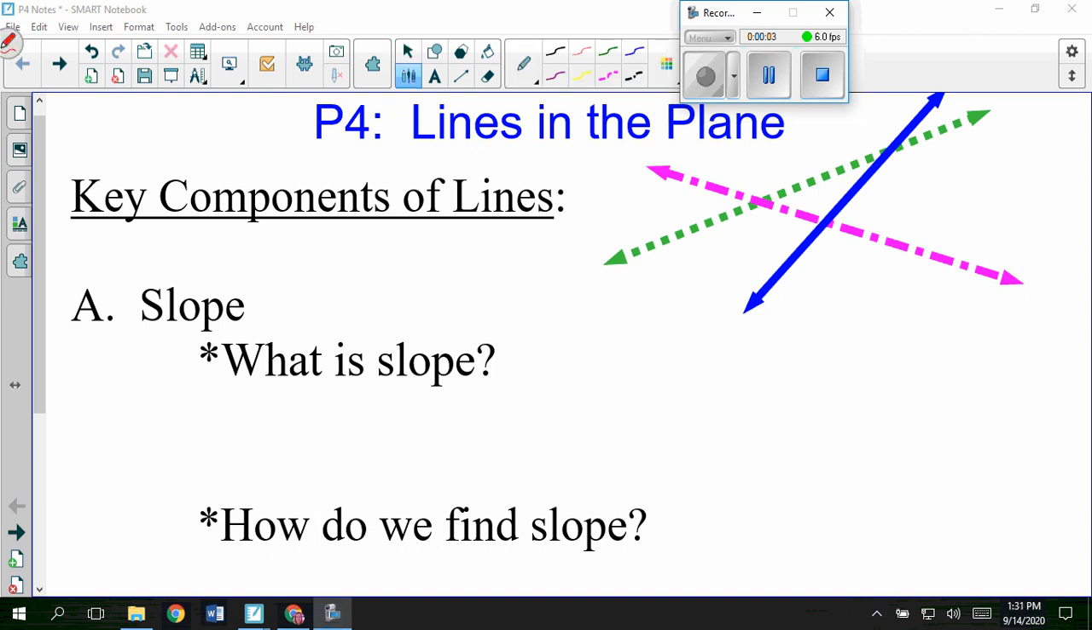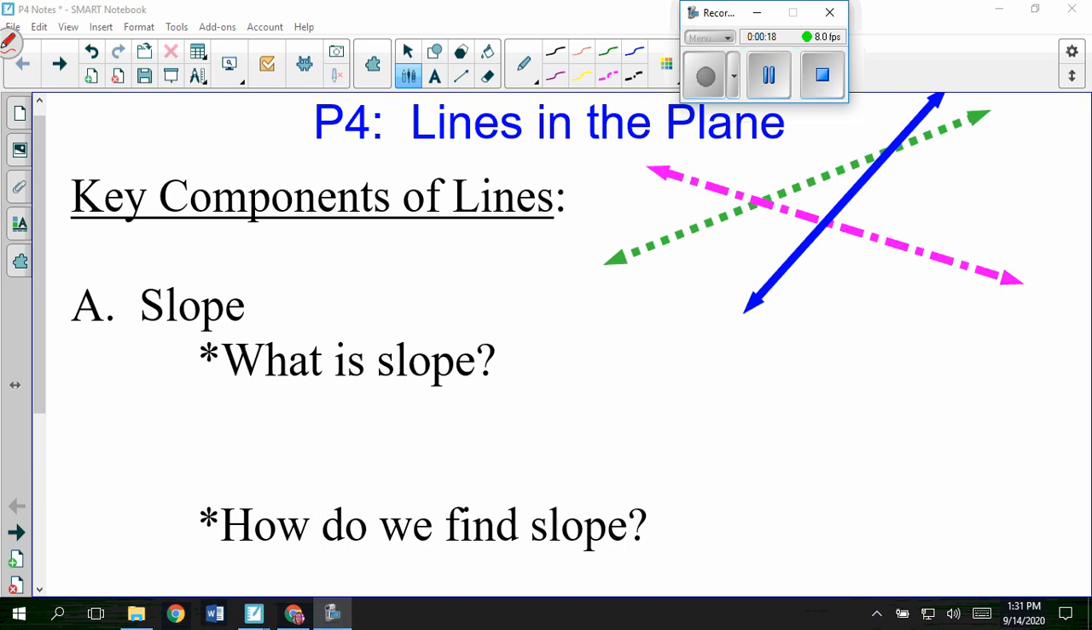Pre-calculus students, this is Mrs. Marshall today, and I'm going to be covering the P4 section. This section, as you can see from your yellow note packet, refers to lines in the plane, and we're going to basically focus on two main tasks.